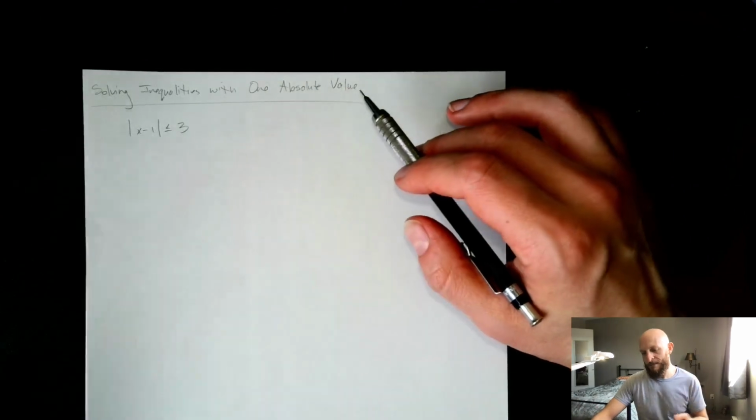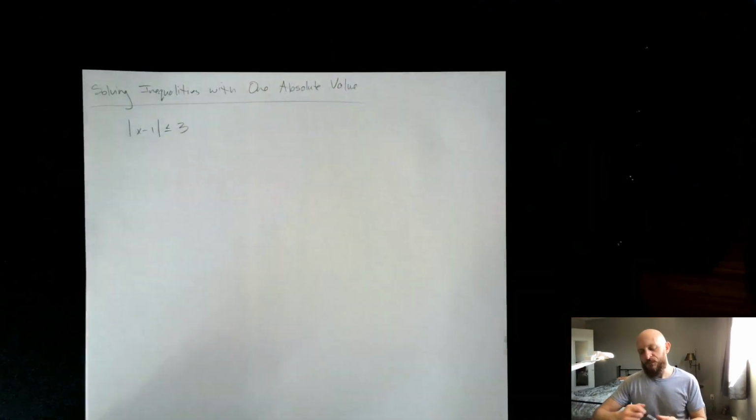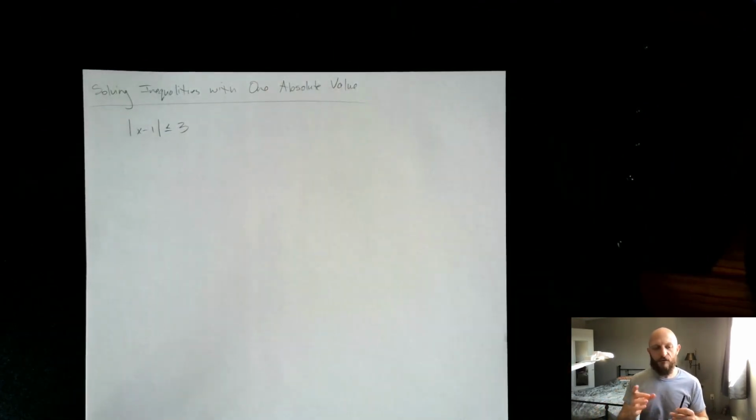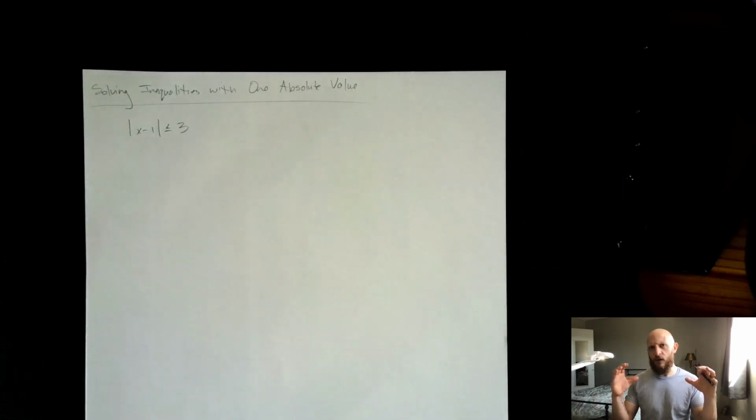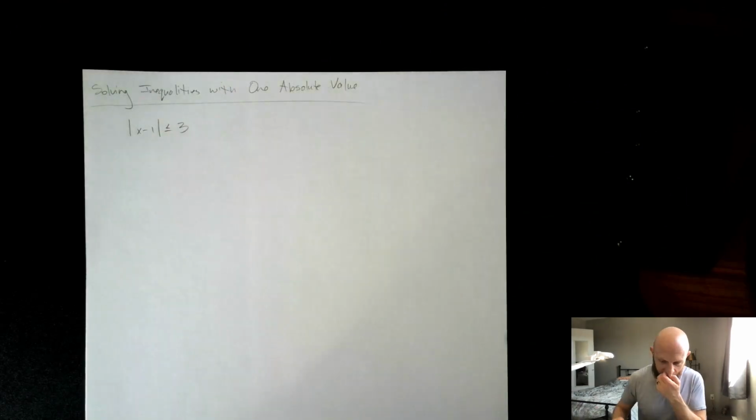You just have to remember the one big rule that is kind of different for solving inequalities versus solving equations, which is that if you're solving an inequality, if you multiply or divide the entire inequality by a negative number, you have to flip the sign. The inequality sign flips.